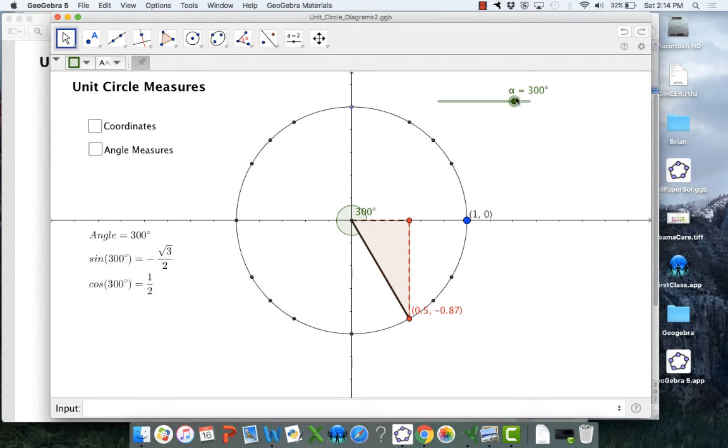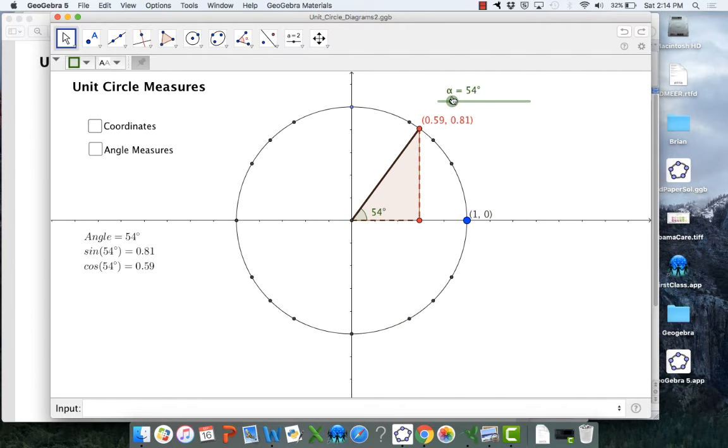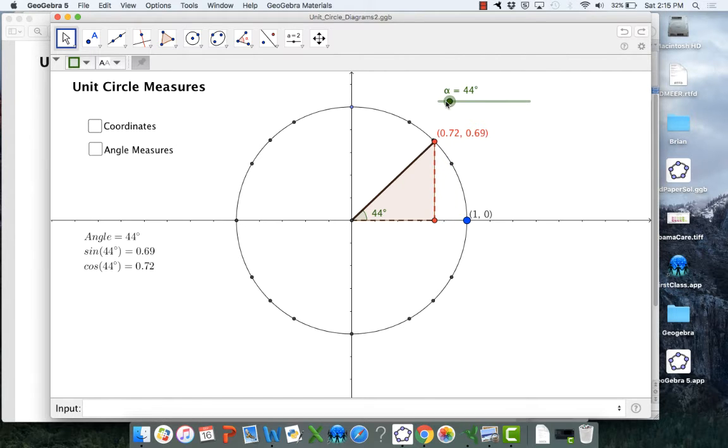Another thing we know from right triangle trig is that there were certain triangles where we could compute the exact sine and cosine. Those were special right triangles, and we found them when we had a 30, 60, 90 right triangle, which is half of an equilateral triangle. We also found them when we had a right triangle with angle measures of 45 degrees and 45 degrees, forming a right isosceles triangle.